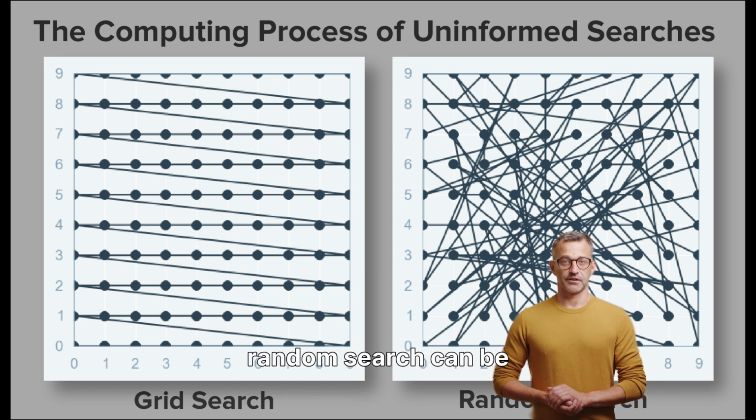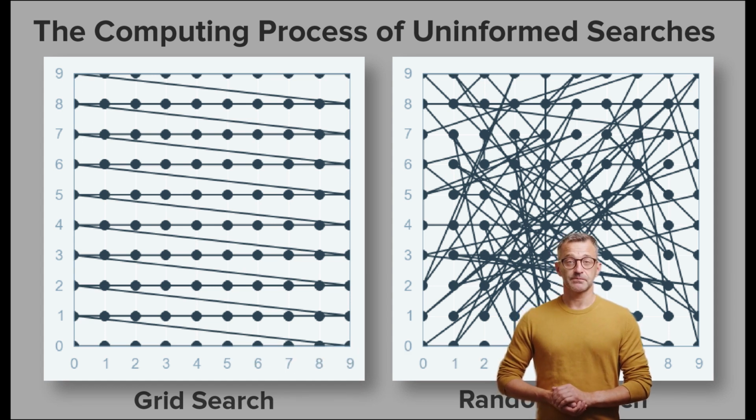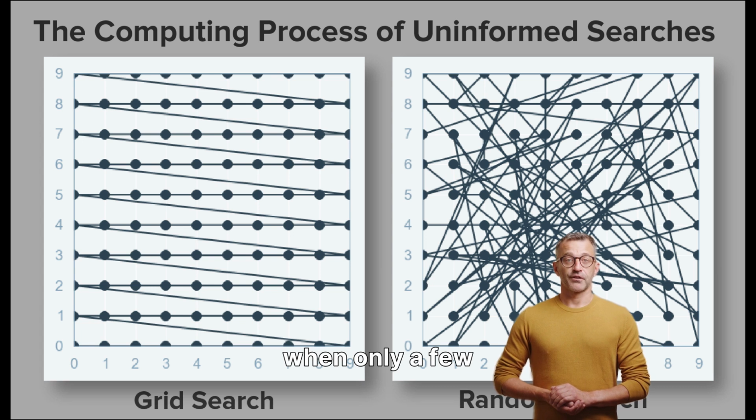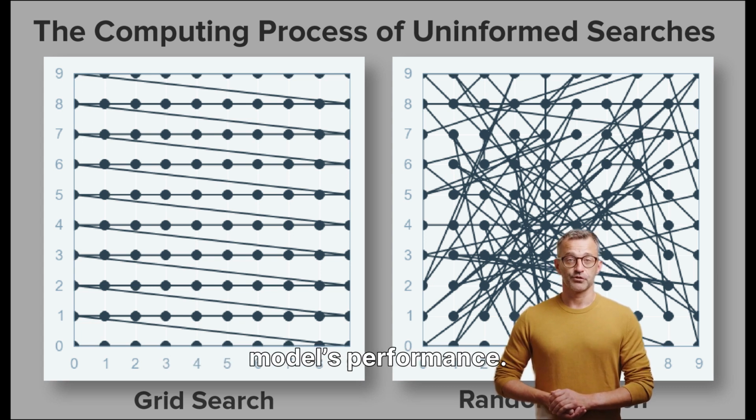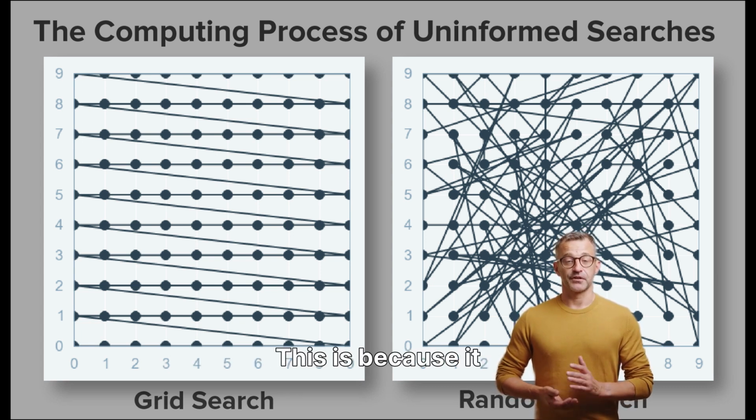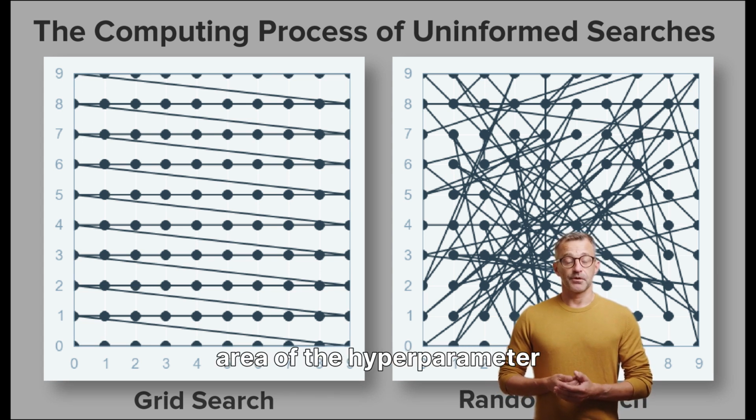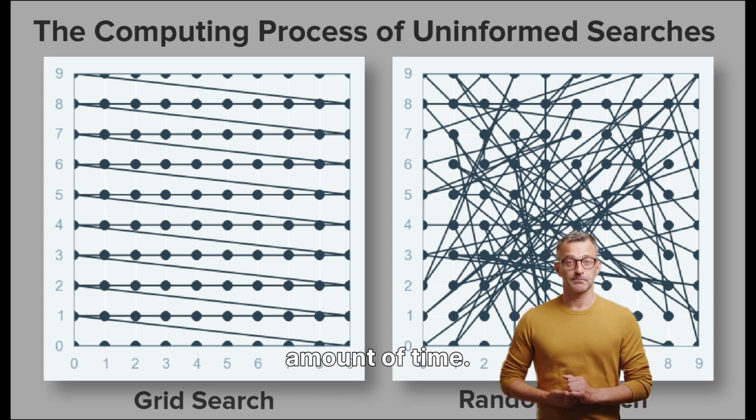Research has shown that random search can be surprisingly effective. In fact, studies have indicated that it can often yield better results than grid search, especially when only a few hyperparameters significantly affect the model's performance. This is because it can cover a broader area of the hyperparameter space in a shorter amount of time.